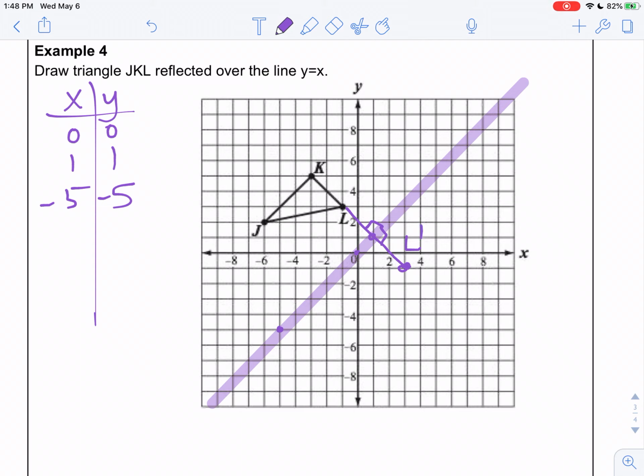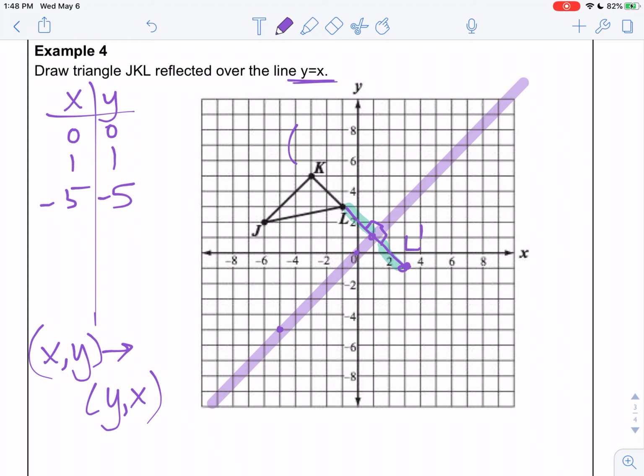So we could construct a perpendicular to our line of y equals x through point L. We could duplicate our segment hanging out here, so L to our line of reflection, make sure it's the same over this way. Otherwise, we can use our rule. So (x, y), when we reflect over the line y equals x, gets mapped to (y, x). So meaning they just flip-flop.